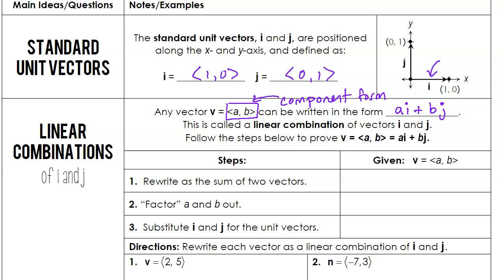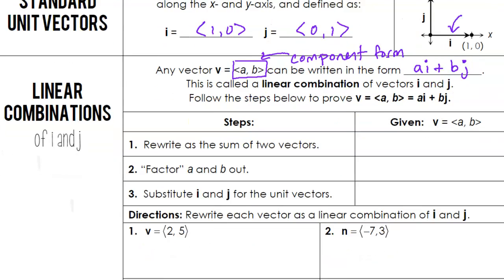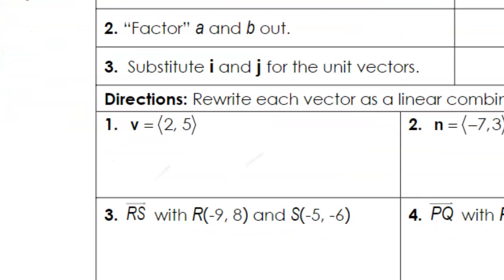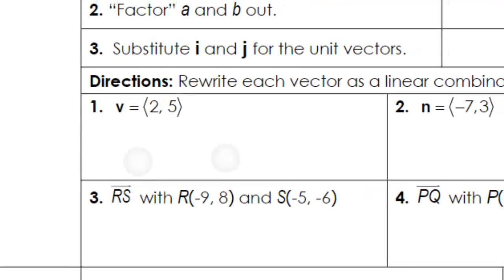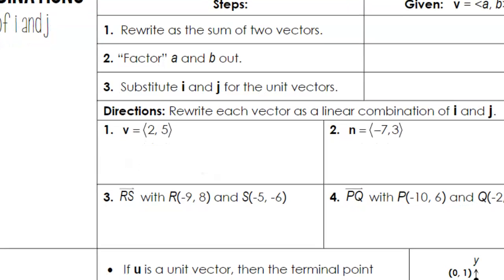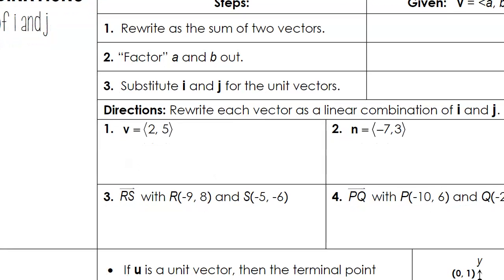Okay, so let's try it. First thing you always have to make sure is that your vectors are in component form, which ours are in number 1. So I can immediately write this in terms of i and j. This notation is also called a linear combination, you can call it.